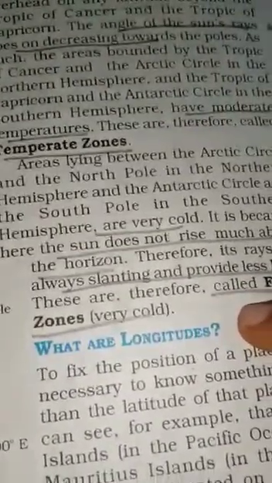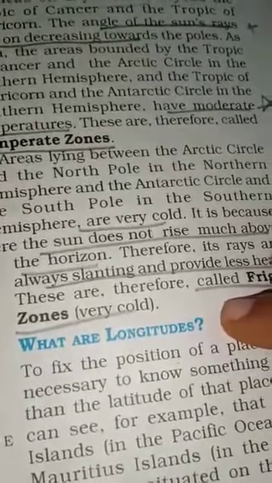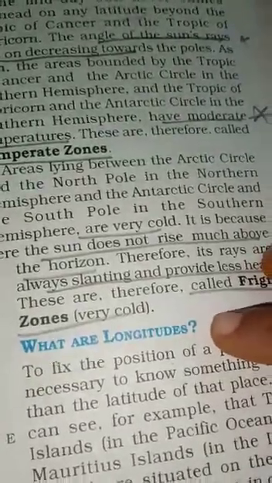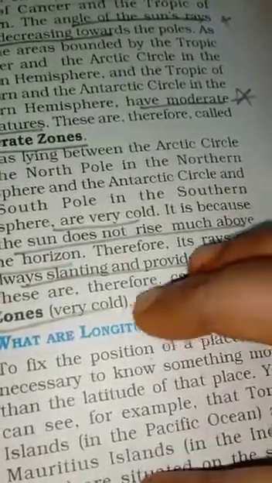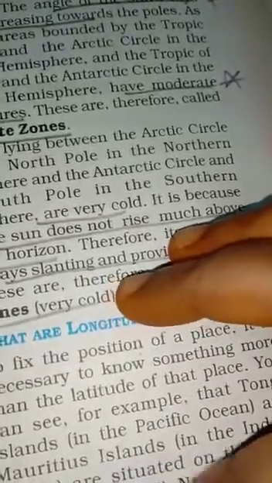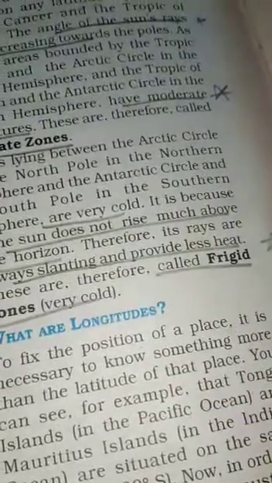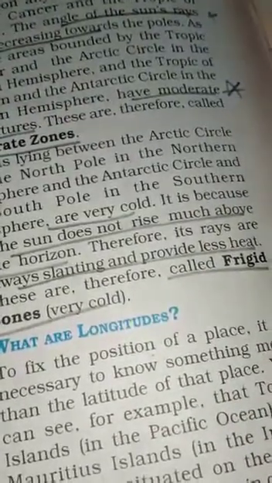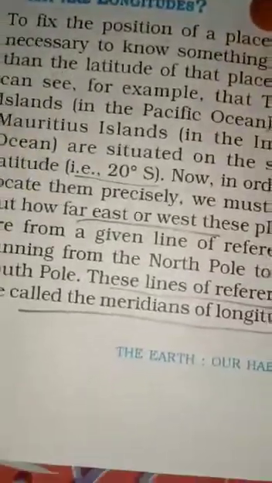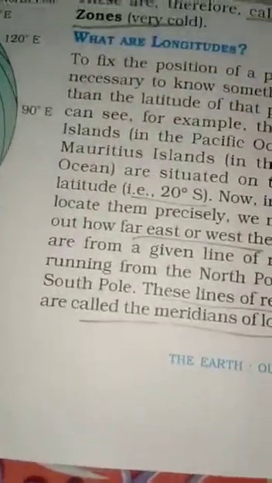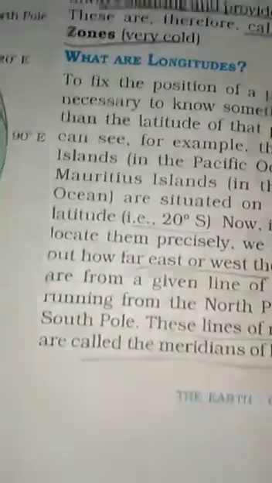So in order to locate the place, we want to know something else: how far east or west that particular place is. Not only south and north, with that we also want to know how far away it is from east and west. So it gives a reference, which is again an imaginary line.